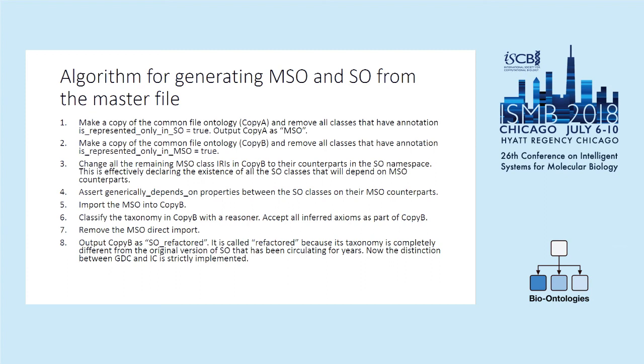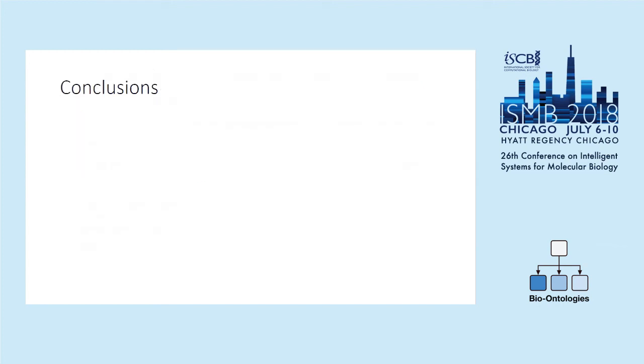refactored because the sequence ontology has been around for years, but it's been conceptually inconsistent. The taxonomy that we're doing now is completely different from the original version. And it's philosophically more consistent now because we are strictly separating between generically dependent continuants and independent continuants. We have two separate ontologies for each of them.